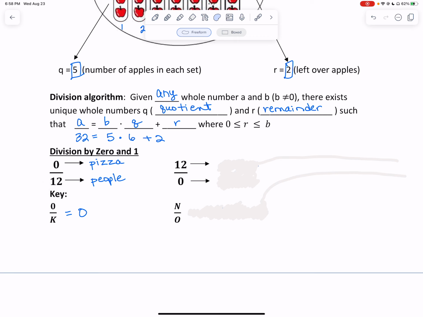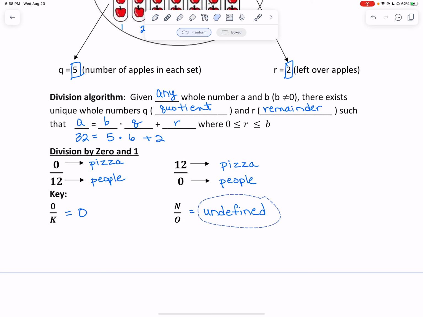But this should be illegal. What if you have 12 pizzas sitting there and no people? Shouldn't that be illegal? To have 12 pizzas that's just sitting there and nobody's eating them, that should be illegal. So that's why no, you cannot have a 0 on the bottom. You cannot divide by 0, okay? It's called undefined. That's the word. You don't say can't do it. You say undefined. All right?